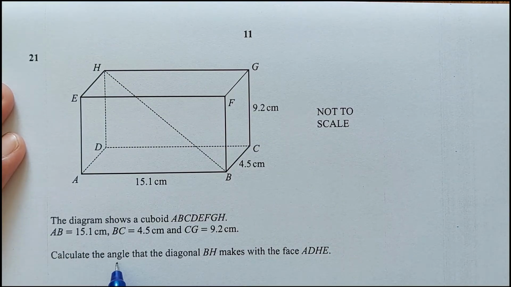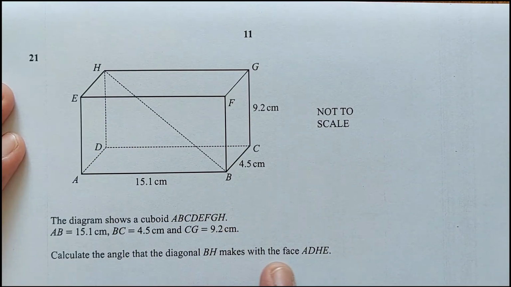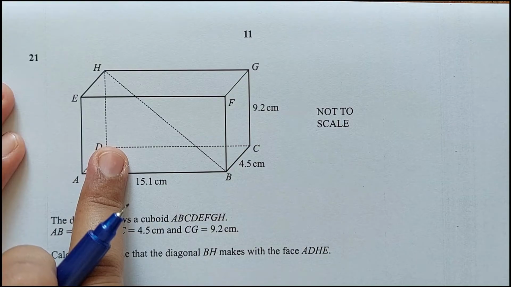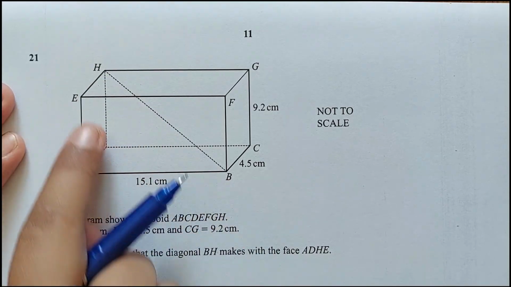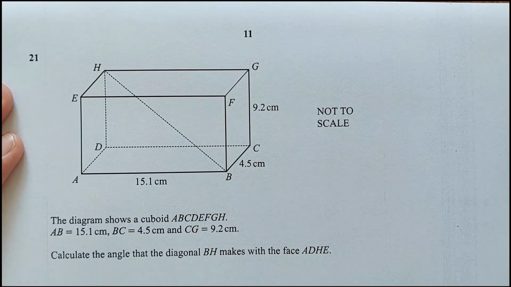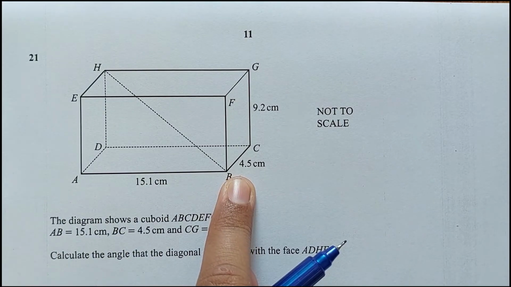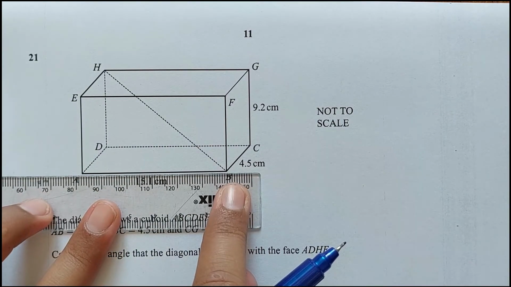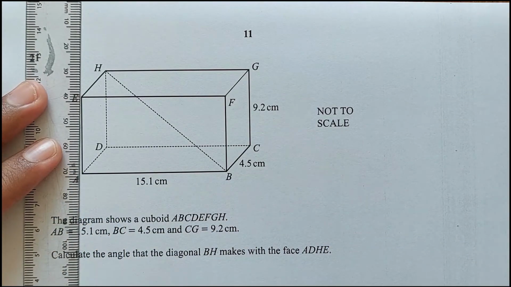Calculate the angle that the diagonal BH makes with the face ADHE. Okay, so we have to find the angle that the diagonal makes with this face, right? So as we can see, the AB, the base, this AB is perpendicular to the face.